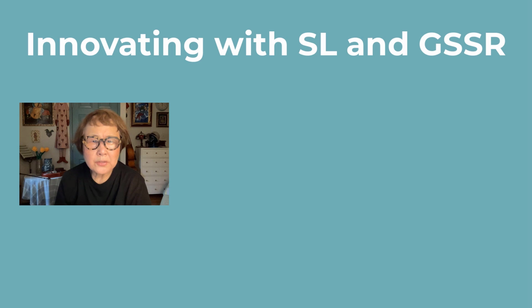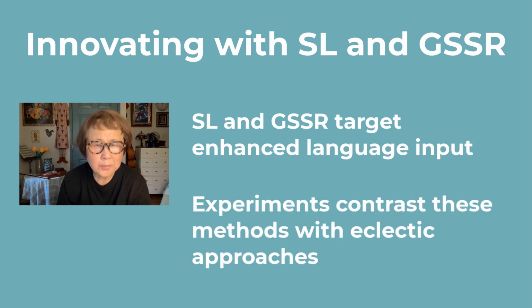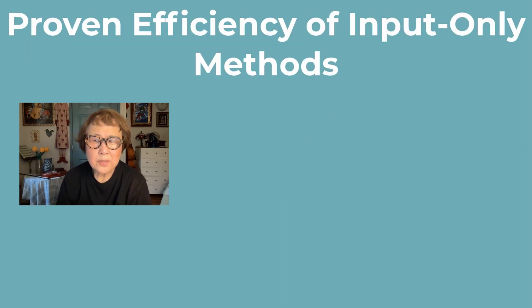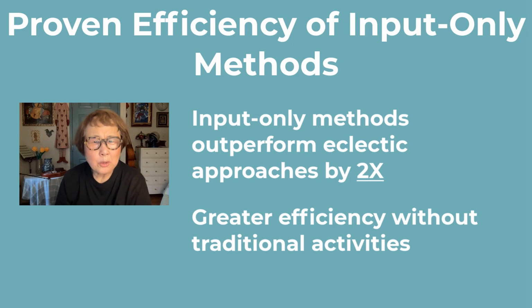We developed story listening and guided self-selected reading to provide optimal input in these experiments as independent variables, and have compared the effect of true input to eclectic methods. To test the input theory, it was necessary to develop these methods to provide optimal input in experiments. By isolating input as the independent variable and comparing it to eclectic methods, we could more accurately assess the effectiveness of input alone versus input combined with form-focused instruction.